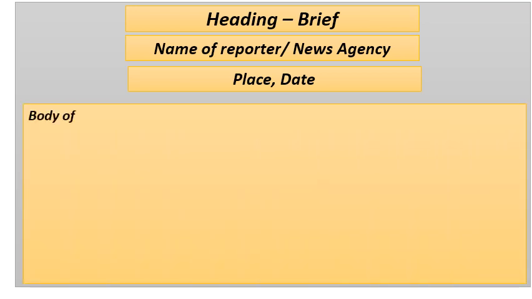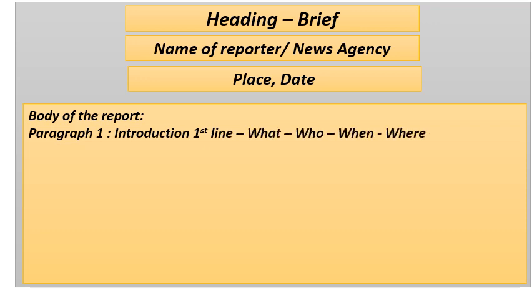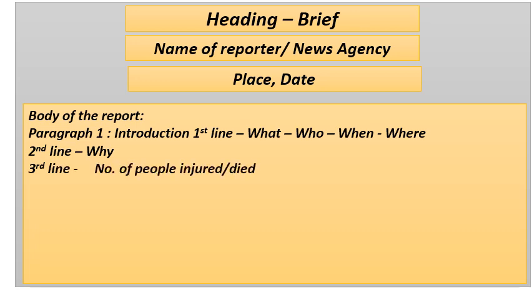After that comes the body of the report. The body of the report is divided into three parts: first paragraph, second paragraph, and third paragraph. In the first paragraph, you have to mention the introduction of the report, means of any incident. This introduction part is also divided into three lines: first line, second line, and third line. In the first line, answer the questions in sequence: what, who, when, and where. Fine. In the second line, you have to answer the question why the incident took place. In the third line, you can write the number of people injured or died.